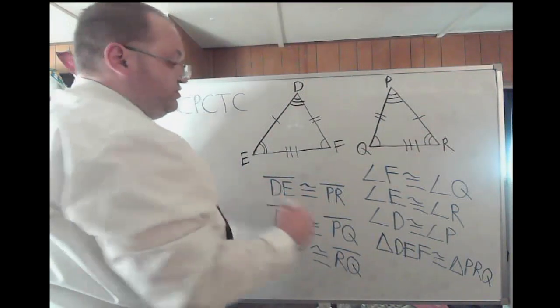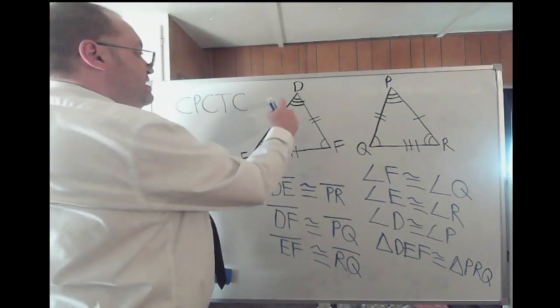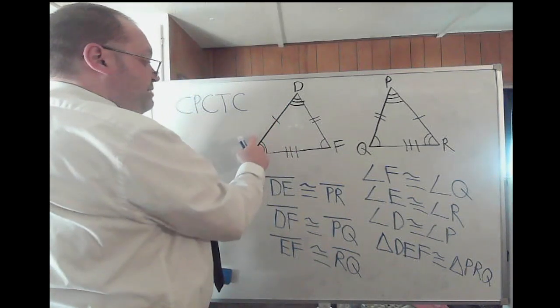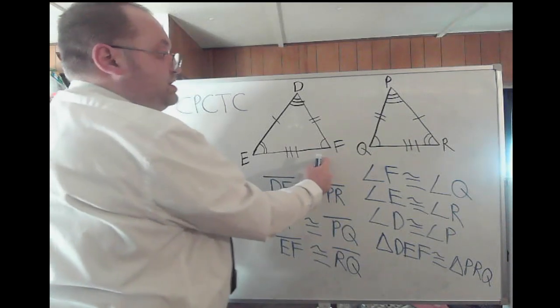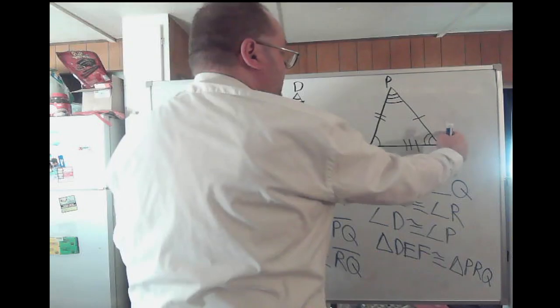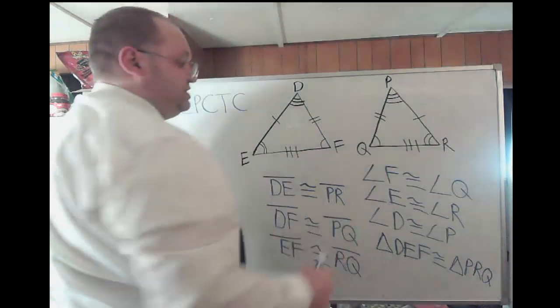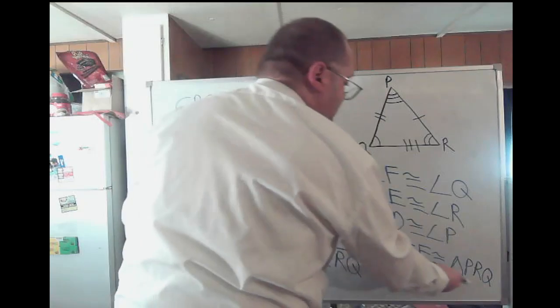So triangle DEF is congruent to triangle PRQ because on the left, the triangle starts on the side with 1 tick mark, ends on the side with 3 tick marks. So you're going to do the same thing with the second triangle. Start where there's 1 tick mark, end on the side with 3 tick marks. That's how we get triangle DEF is congruent to triangle PRQ.